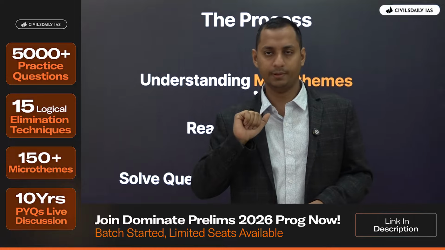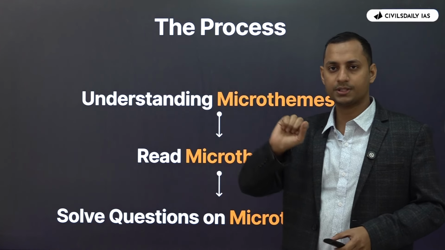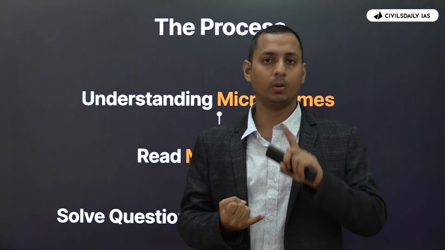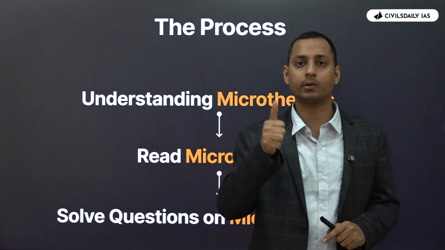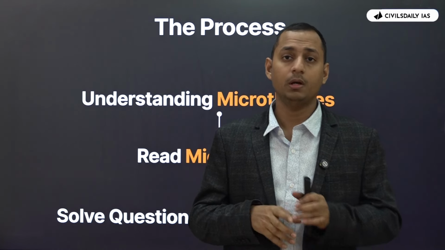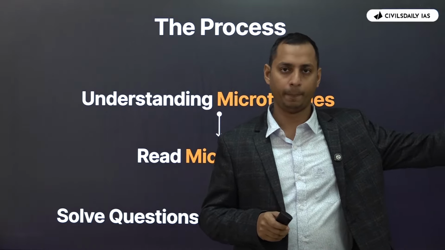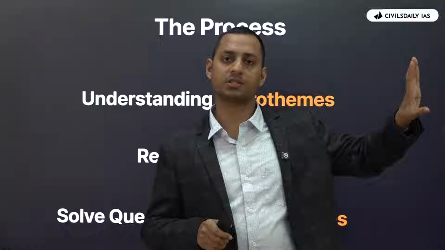So what is the process here? First of all, you have to understand the micro themes, which are the important areas to focus on. Let's say citizenship, only one question came in the last 15 years. State reorganization, only one question, that is in 2025, one question came. Making of the constitution, only one question came in 2024. So firstly, you have to understand which are the important micro themes out there, right? And you have to focus more on that.